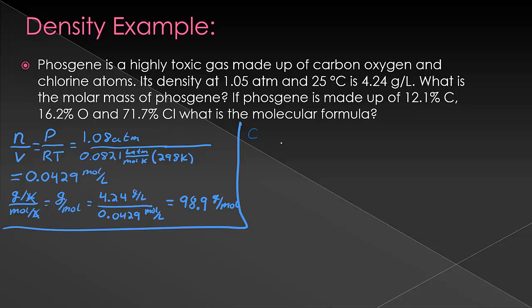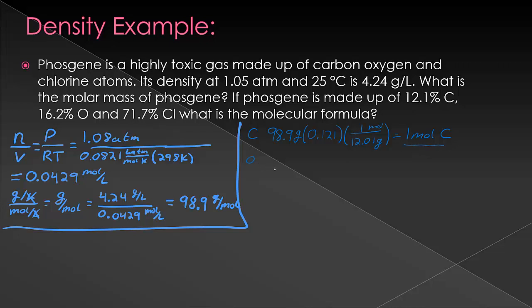For carbon, I'm going to start with my 98.9 grams. And I want to see how much of that is carbon. So I know that 12.1% is carbon. So I'll multiply by that. And now, using the molar mass of carbon, I can convert to moles. Since I started with the molecular mass, when I get done, I get a nice round number.